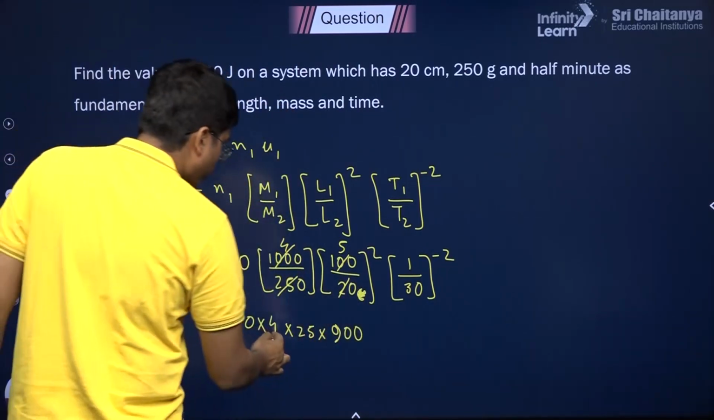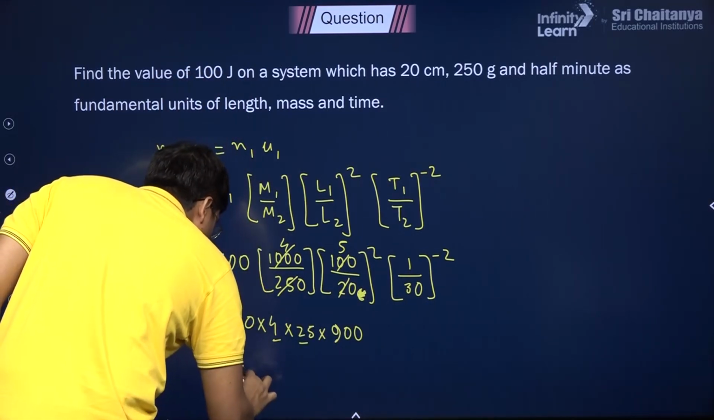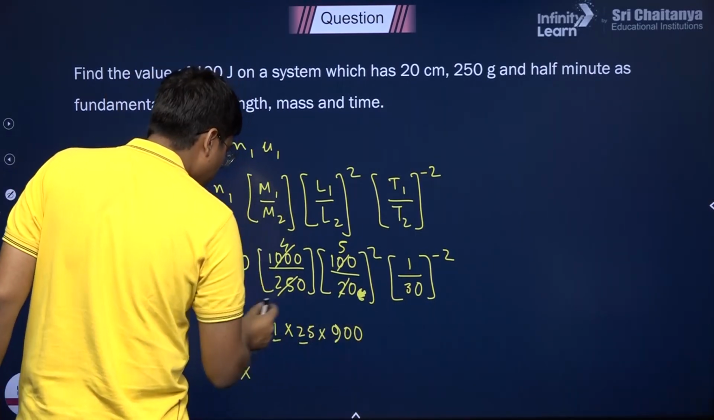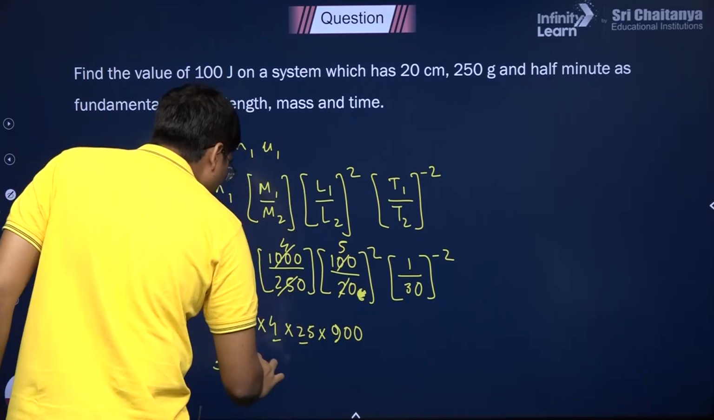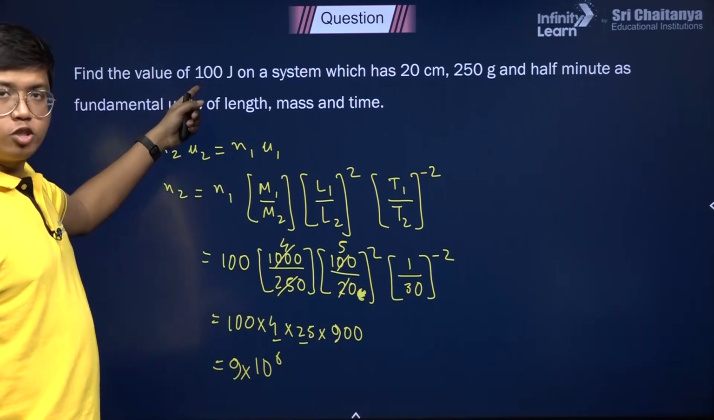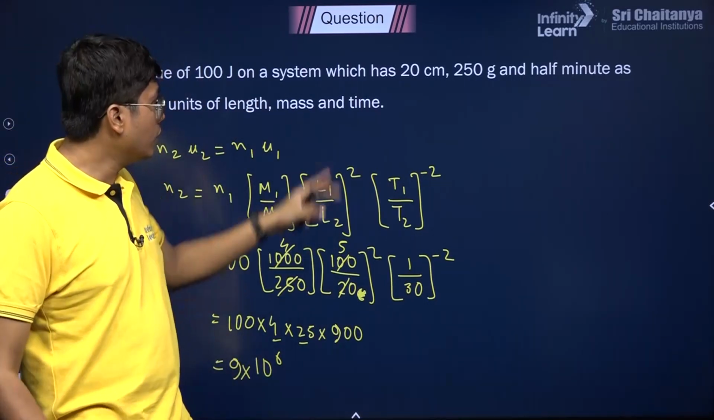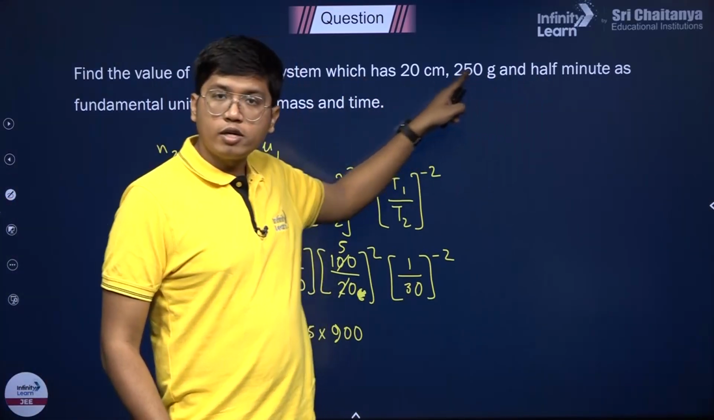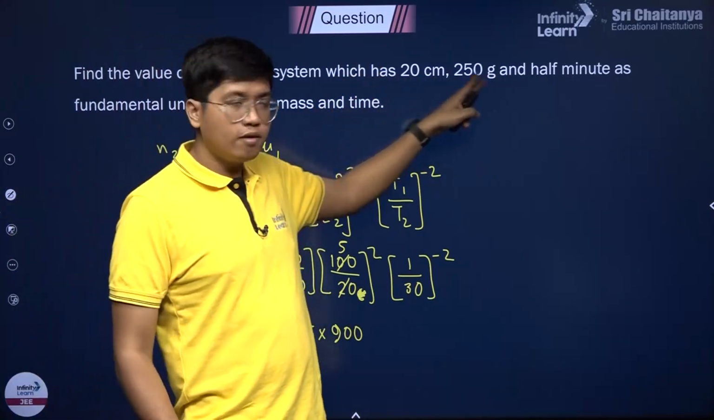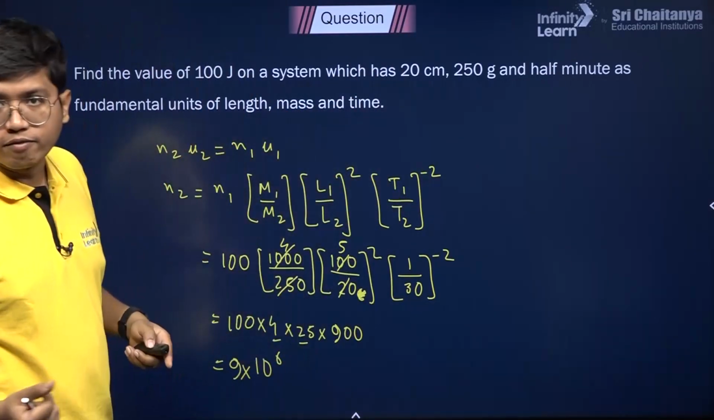What do we get? We get 4 into 25, which again gives you 100. So this is equal to 9 into 10 to the power 6. So 100 joule in the SI unit is equal to 9 into 10 to the power 6 joule in the unit where these are your defining fundamental values of mass, length and time. Okay, so this is how you find the conversion.